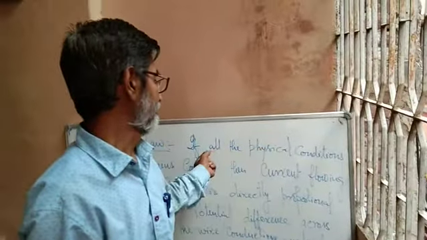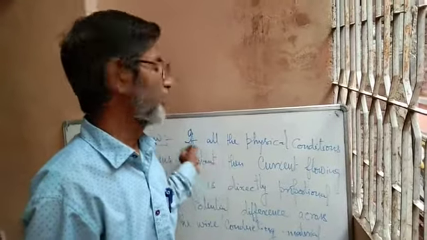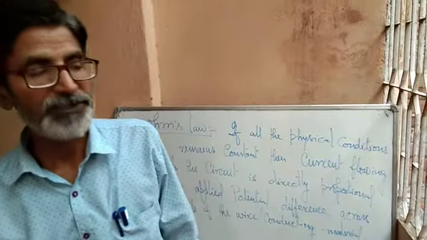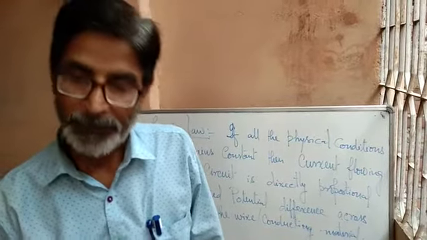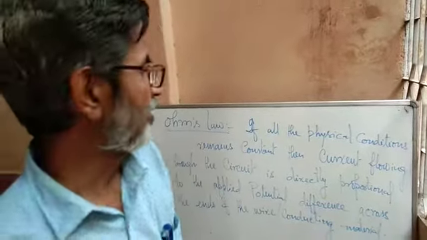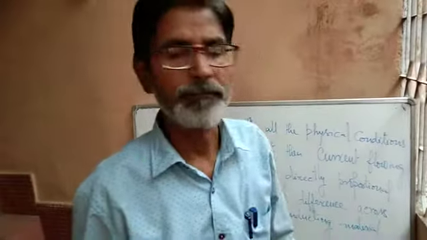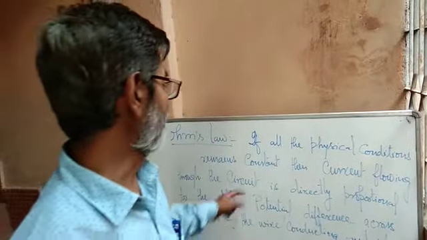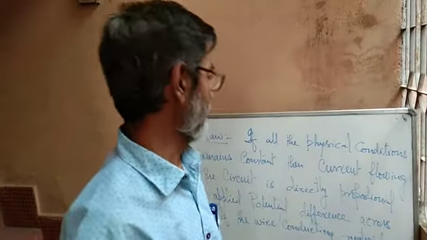This condition, all the physical conditions, is very important. All the physical conditions means temperature of the wire, temperature of the surrounding, thickness of the wire, and nature of the material. All these remain the same. Then this law is applied. Otherwise, you may see the failure of Ohm's law. It is true if all the physical conditions remain the same or constant.